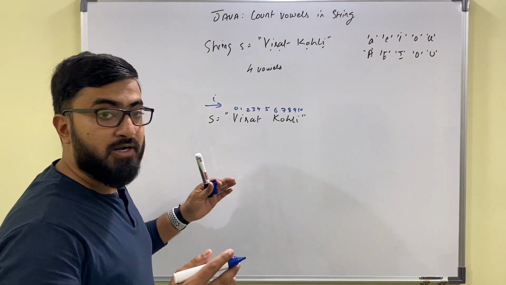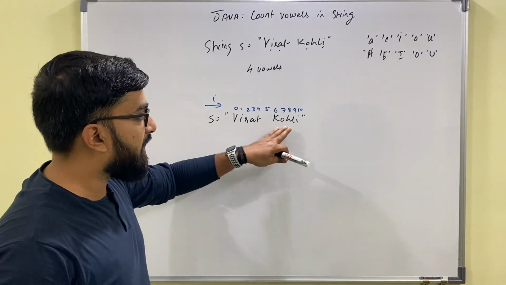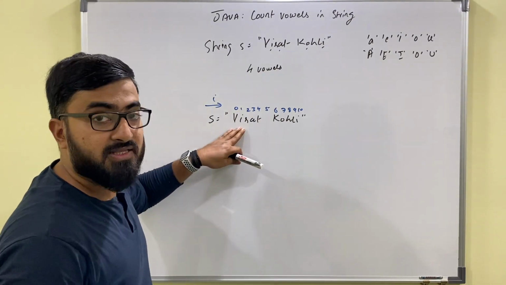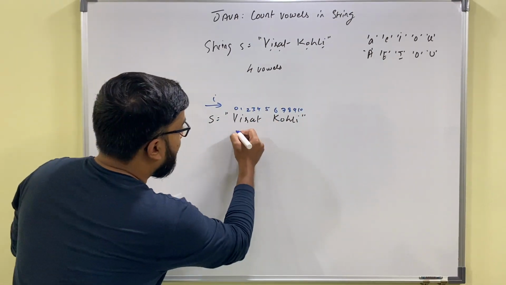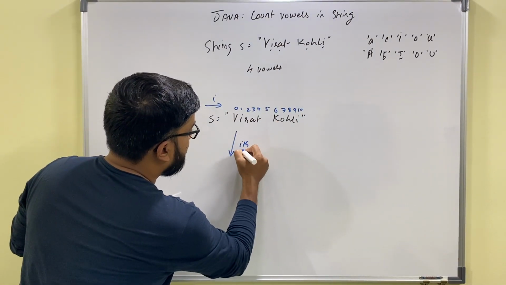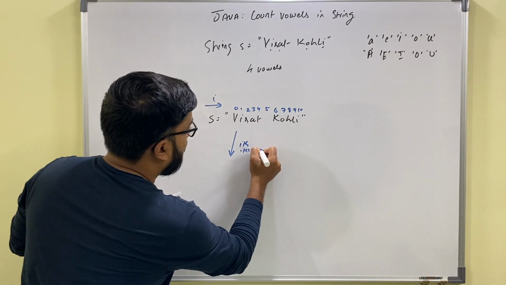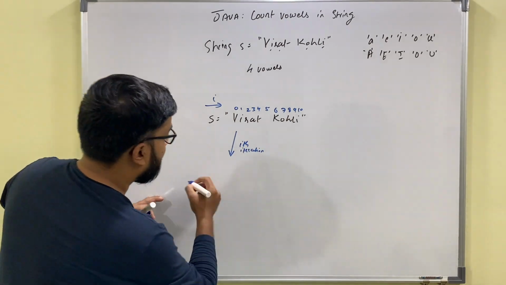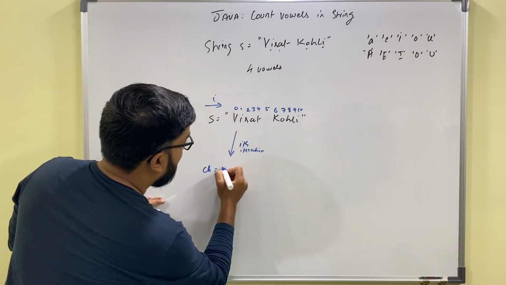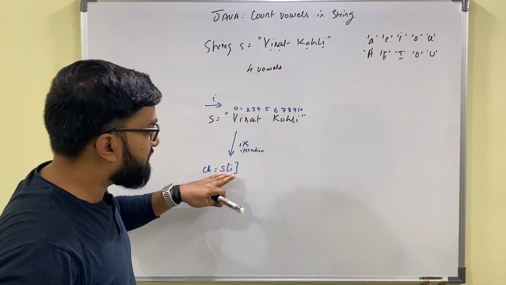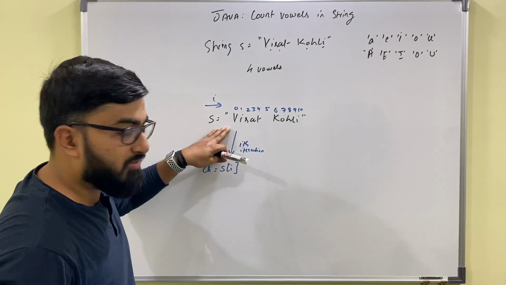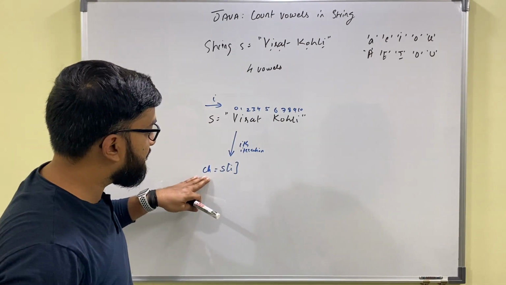So in my code, I need to iterate this string from left to right, pick up each character in the ith iteration and check if it is a vowel or not. So in the ith iteration, I get a character ch which is at the ith index in this string. This means get me the ith character in this string. We store that character in ch.